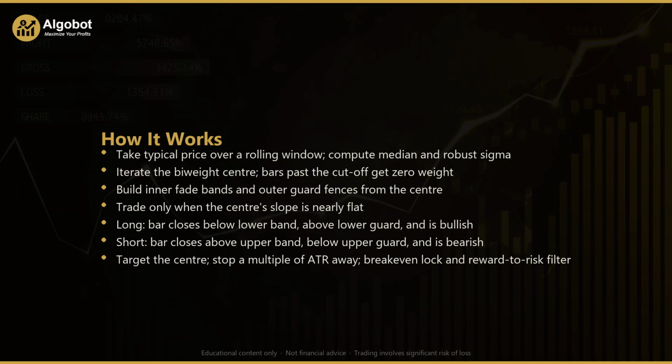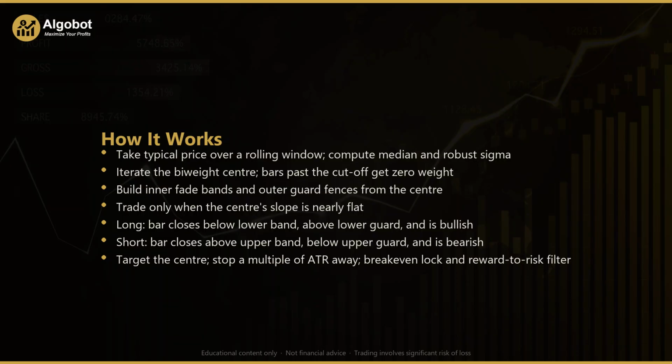On every newly closed bar, the strategy looks back over a rolling window, 40 bars by default, and takes each bar's typical price, the average of its high, low, and close. From that window, it first computes the median, then the median absolute deviation, a robust measure of spread. Multiplying that deviation by roughly 1.48 gives a figure that behaves like a standard deviation, which the strategy calls sigma.